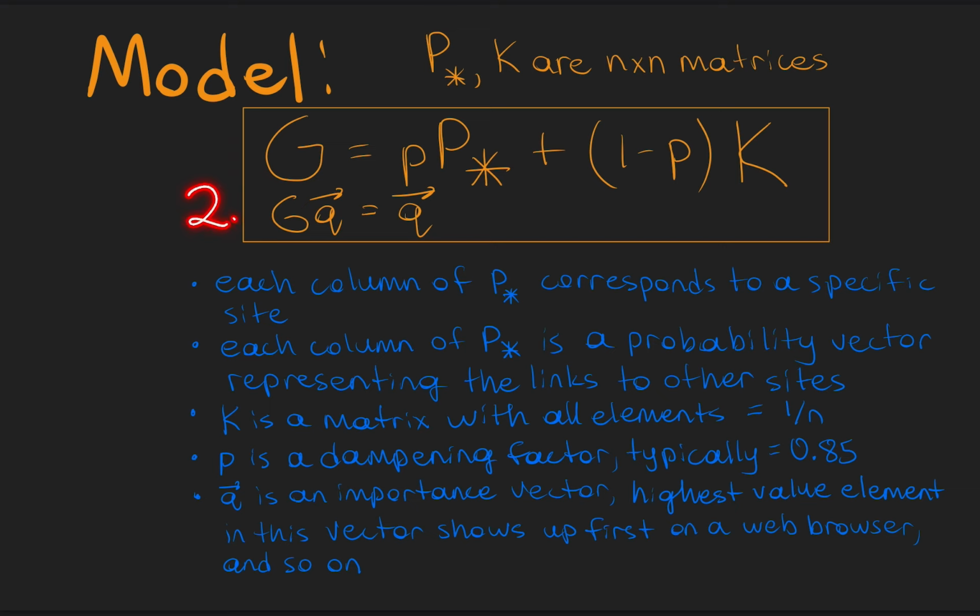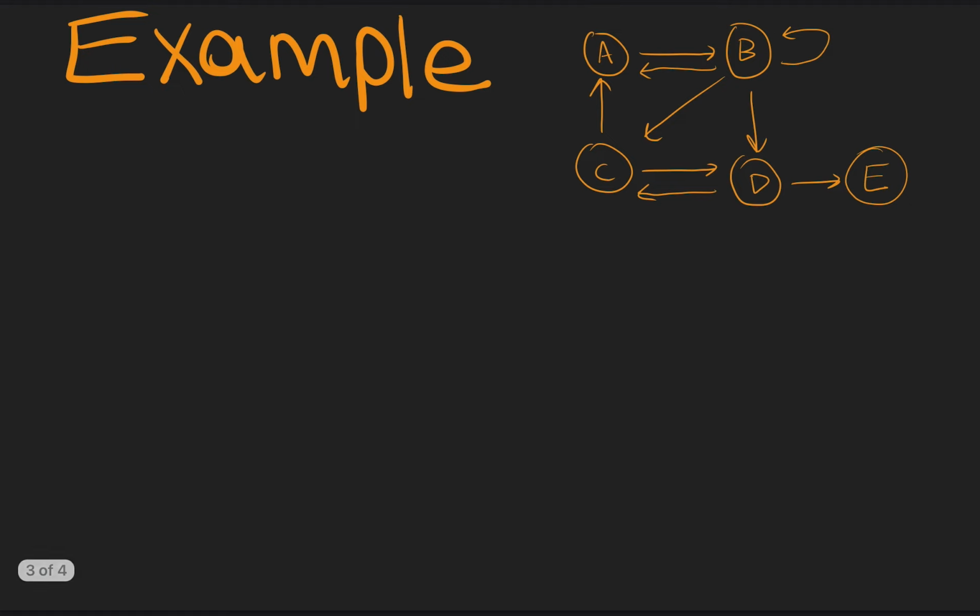Our second equation, once we get G, we have to solve for GQ equals Q, and Q is a vector. So once we get Q, the highest value element in Q is the website that has the highest importance, and that will show up first on the web browser. So the highest value element gets PageRank 1, the second highest value element gets PageRank 2, and so on. Okay, let's look at an example problem. Over here we have 5 websites, A, B, C, D, and E, and they all link up to each other like this, as our diagram shows.